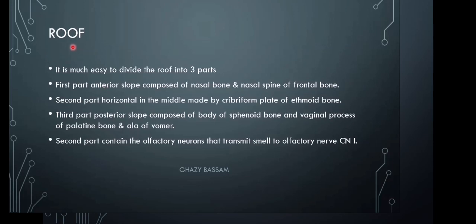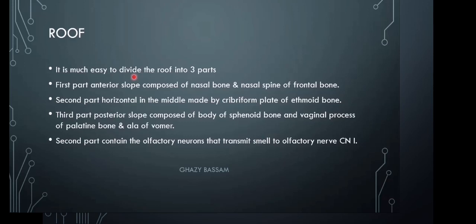Now talking about the roof. It's much easier to divide the roof into three parts. The first part, which is the anterior slope, the middle part, which is the horizontal, and the posterior part, which is the slope part. The first part, the anterior slope, is composed of the nasal bone and the nasal spine of the frontal bone.